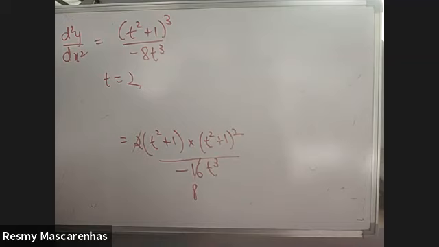2 square plus 1, the whole cube, upon minus 8, 2 cube. So 2 square is 4. 4 plus 1 will give you 5 cube upon minus 8. 2 cube is 2 into 2 into 2, that will be 8. So 5 cube is 125 upon minus 64.